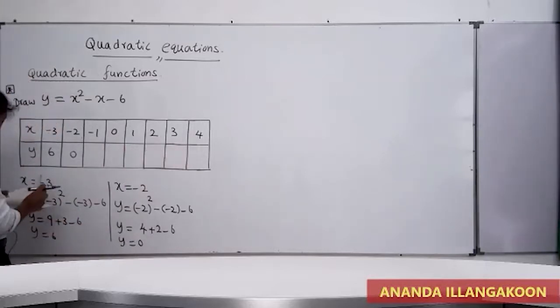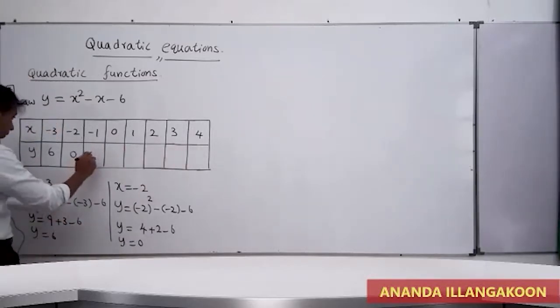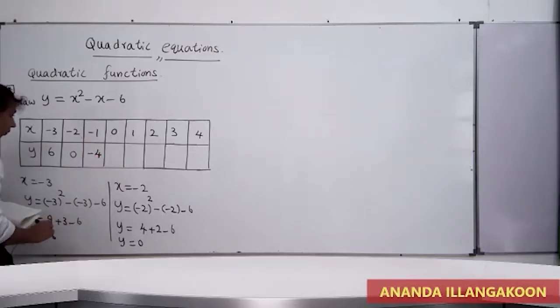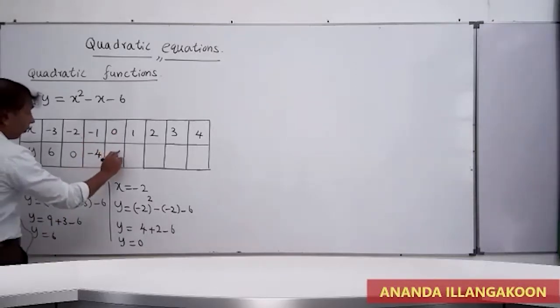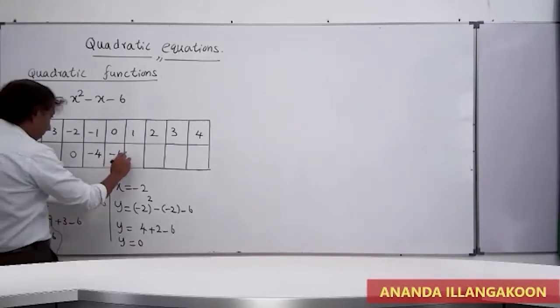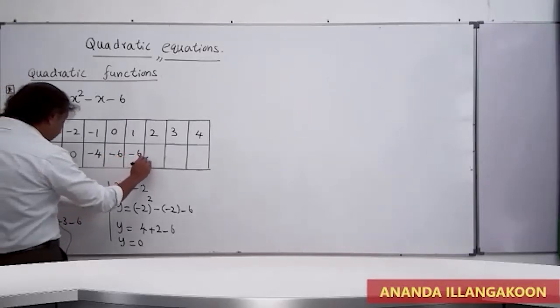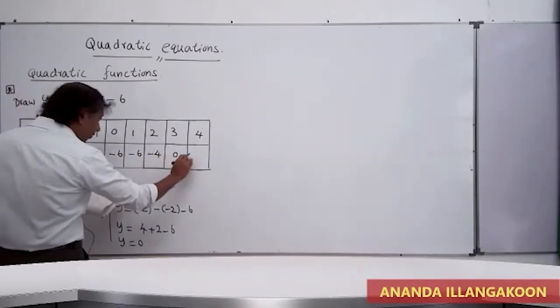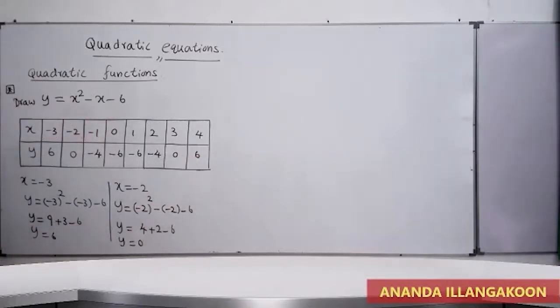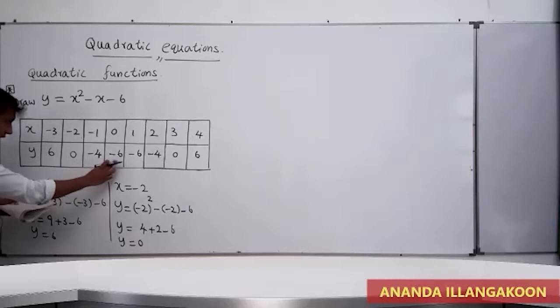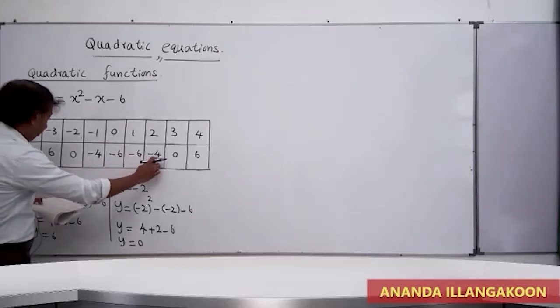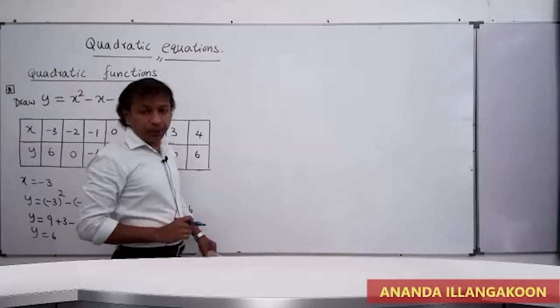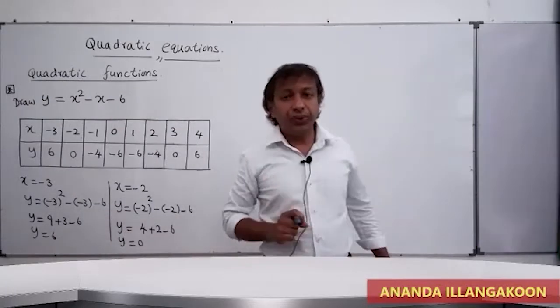These are the values we get: when x equals minus 1, y becomes minus 4; x equals 0, y is minus 6; x equals 1, it's minus 6; 2, minus 4; and again 0 and 6 coming. These are the values of y we got: 6, 0, minus 4, minus 6, minus 6, minus 4, 0, 6. Now, we'll see how to draw this graph.